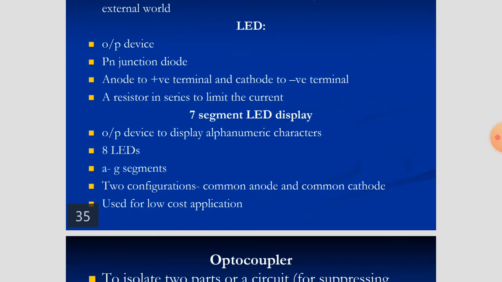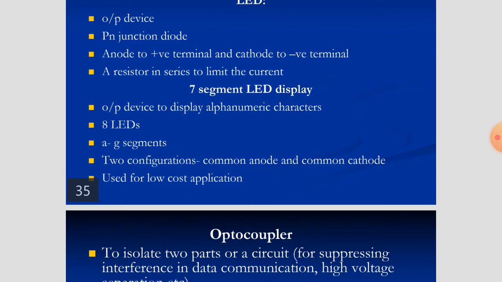It is a PN junction diode, and it has one terminal which is the anode, the positive terminal. Another terminal is the cathode, the negative terminal. And here you can use a resistor in series to limit the current which flows from the supply given to the LEDs.